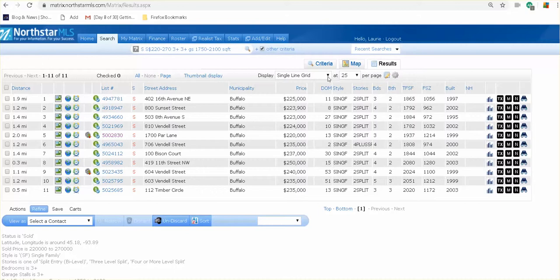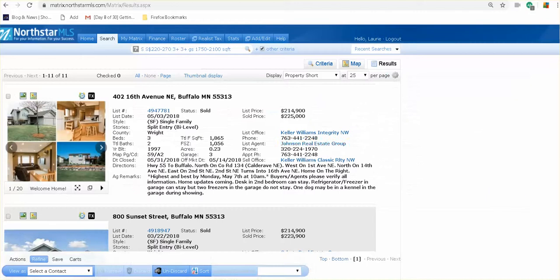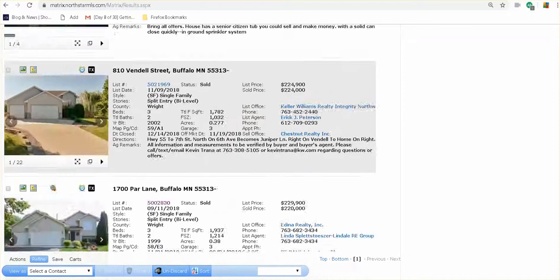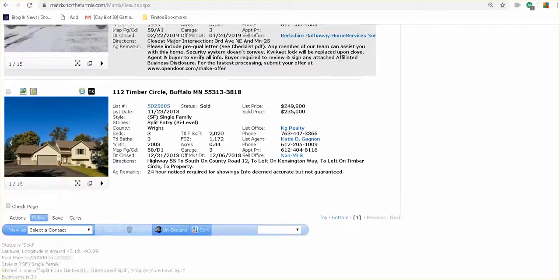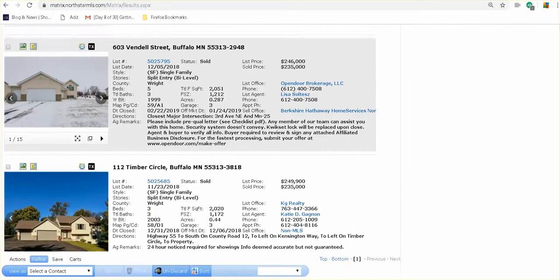So what I would do then is open it up to property short, should be good. And I'm going to look at them a little bit closer. So that would be the bottom one. So here's that house. That's actually quite similar to her home. And it had a list price of $249, but it got taken down to $235 before it sold. So that's an interesting history.